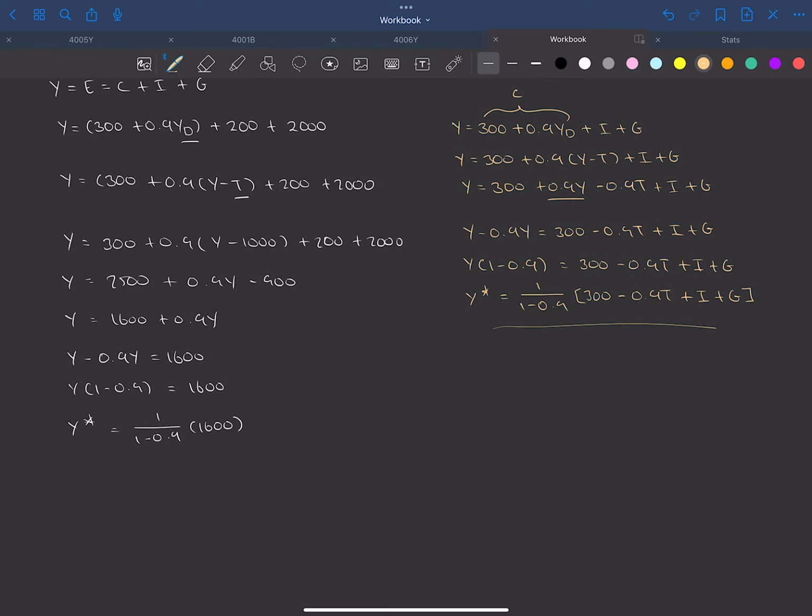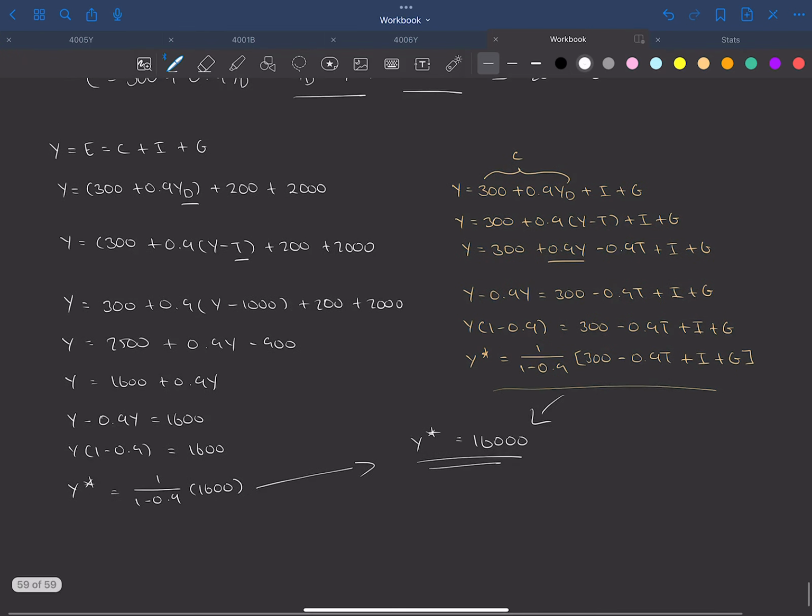1 over (1 minus 0.9) multiplied by 1600. You get y star equals 16,000. Okay, so either way, you get the same answer, 16,000. So you can either, I'll just reinstate it, substitute values in as you go along. I prefer that personally, it's slightly quicker.